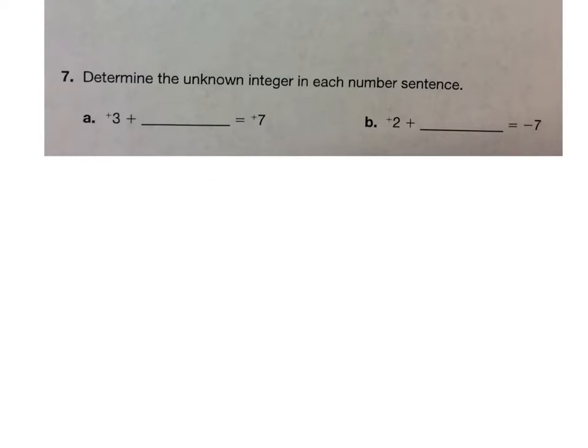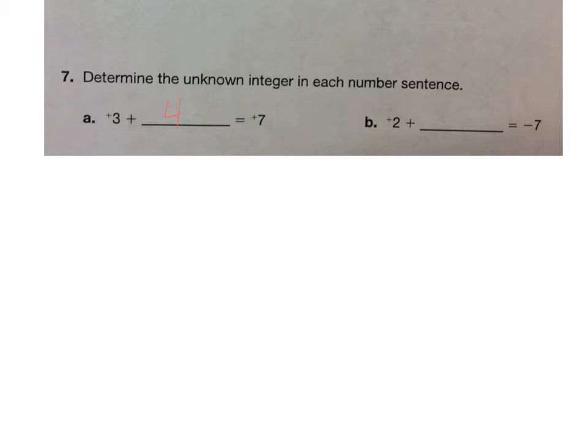Taking a look at these two examples down here, they want you to determine the unknown integer in each number sentence. You have positive 3 plus something equals positive 7. What's the unknown integer in this? There's actually a wide variety of numbers you could say. You could go with as simple as 3 plus 4 equals 7, right? I can't, off the top of my head, think of anything else that would go in here, but if you're dealing with more complicated things, you can sometimes come up with other ways to do this.